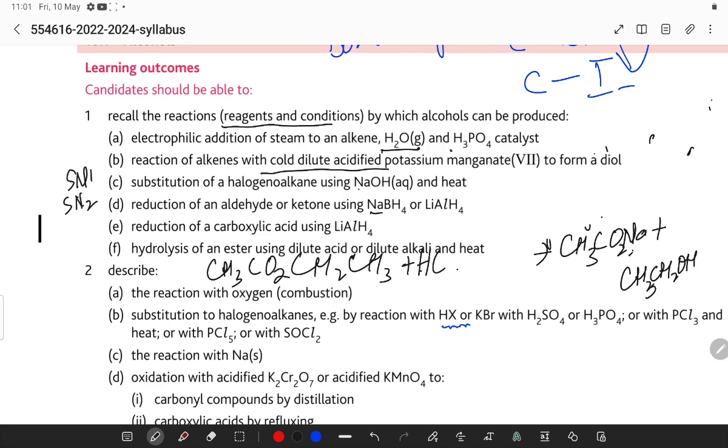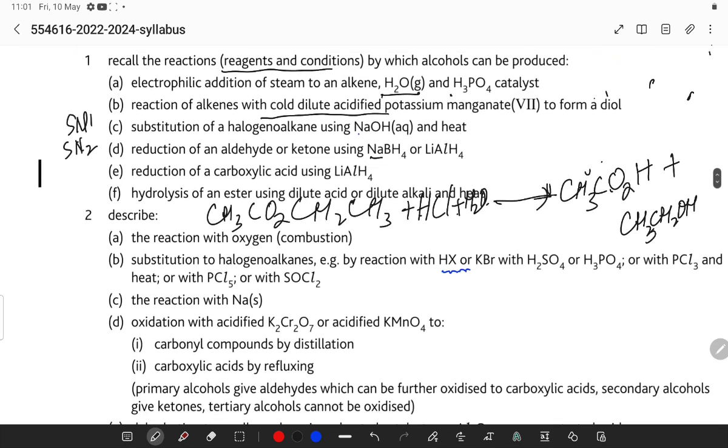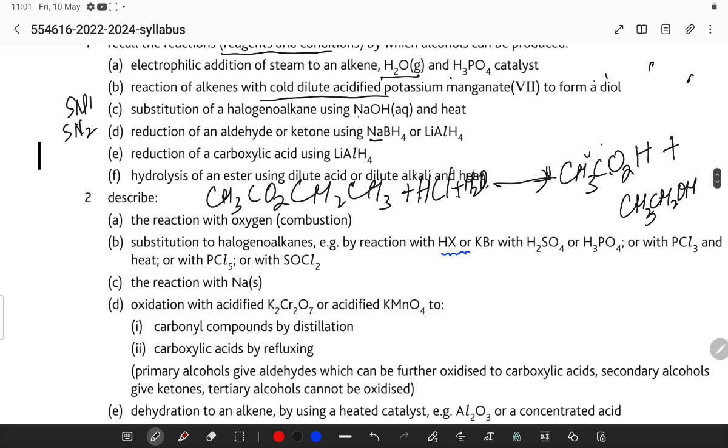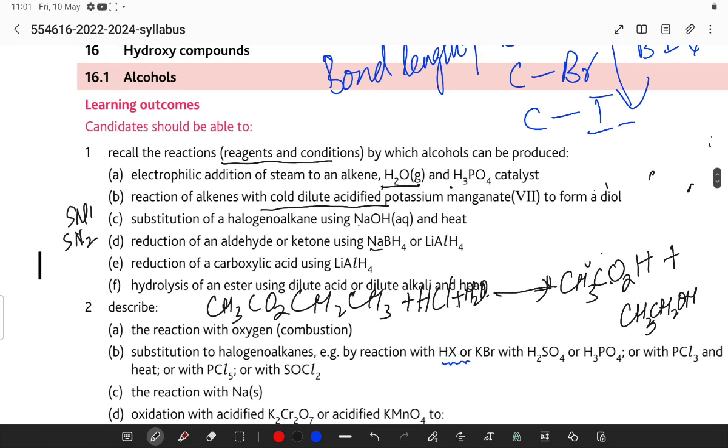For example, HCl plus water to form CH3CO2H, carboxylic acid, plus ethanol. So these are the reactions in which alcohol is formed, or making alcohol from these methods.